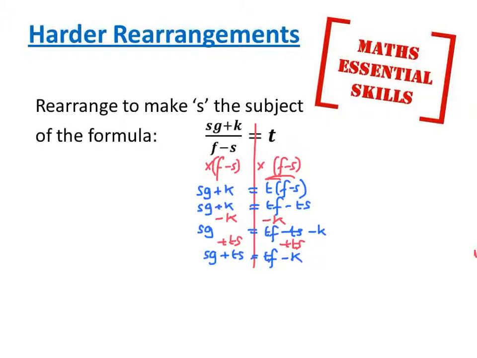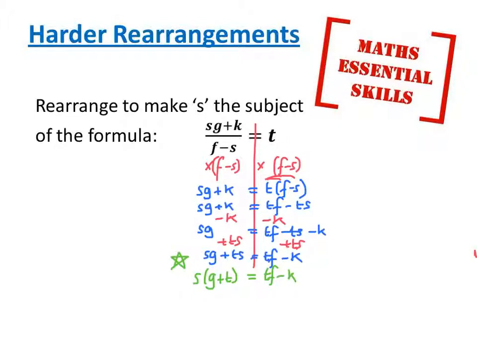This is now your A star or grade A moment, and it's spotting what to do at this point here. When we've got more than one of the letter, the only way to get rid of that letter will be to factorise, and I'll do this in green to show you what I mean. S multiplied by G add T, and the right hand side will stay the same.